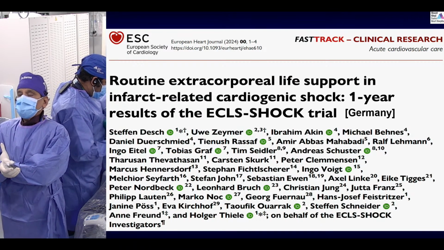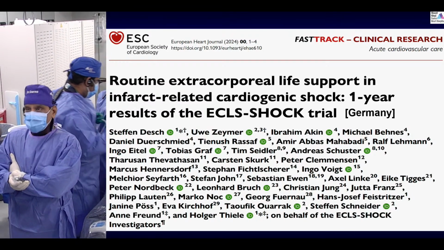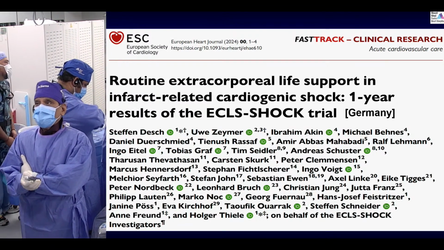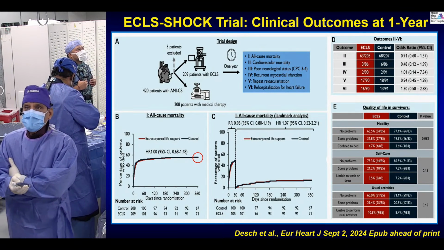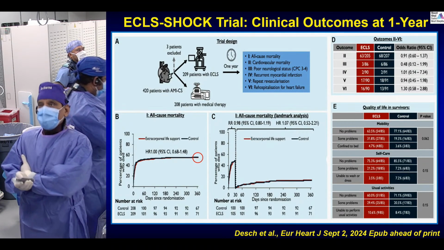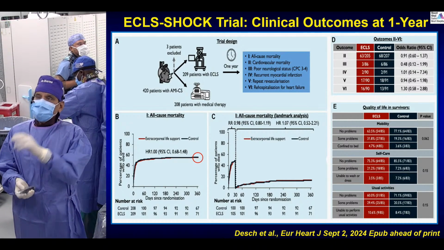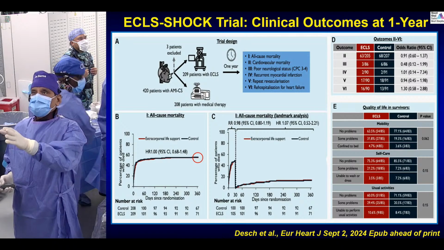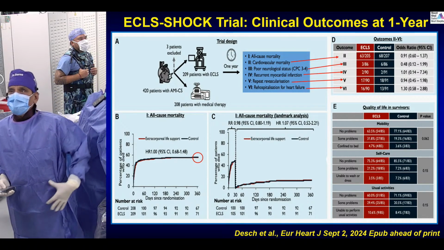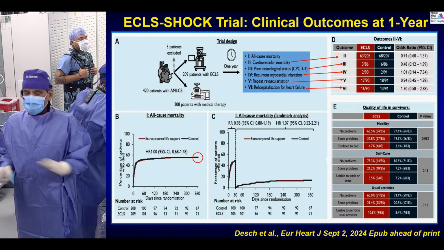Now, the ECLS-SHOCK trial, remember the trial which we presented last year, also presented at the European Society. Now they have 1-year data from Germany, which basically showed that at 30 days there was no difference in ECMO versus control, and now also at 1 year, no difference, exactly identical curves. You say, well, maybe it's the mortality. What about your other factors like cardiovascular death, poor neurological status, MI, repeat revascularization? As you can see, identical outcomes. So no difference with ECMO.